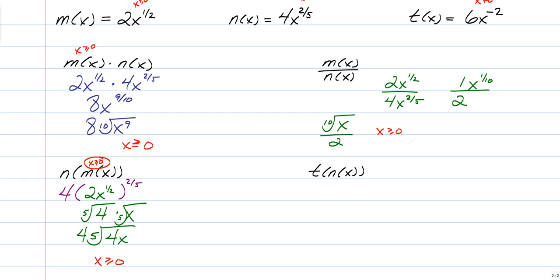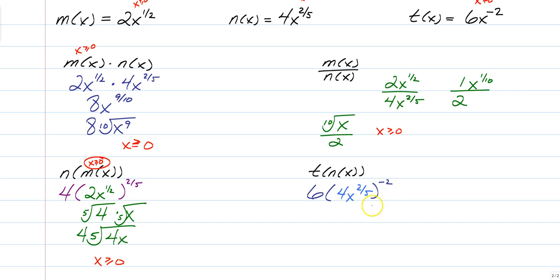And finally, the last one, n of x. That's all real numbers, so what's going inside is fine. But since we're going to have a division here probably, because n is going into t. So t is 6. And then we have our x raised to the -2. And then inside, we're plugging in 4x to the 2/5.